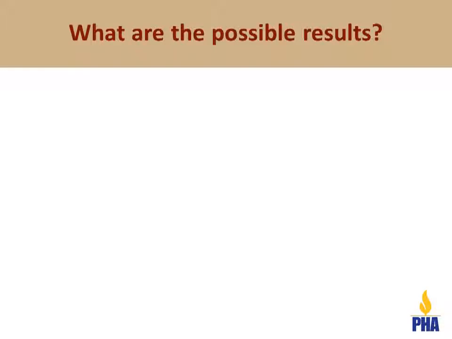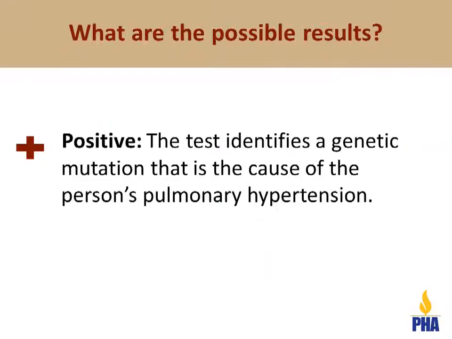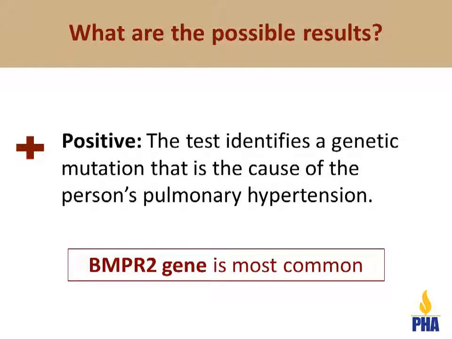There are 3 possible results of the genetic testing: positive, negative, and a variant of uncertain significance. A positive test result means that we found a genetic mutation that is the cause of the pulmonary hypertension. The most common genetic cause of pulmonary hypertension is a genetic mutation in the BMPR2 gene. 7 in 10, or 70% of families with more than one member with pulmonary hypertension will have a positive genetic test result. 2 in 10, or 20% of people with idiopathic pulmonary hypertension who do not have a family member with pulmonary hypertension will have a positive test result.